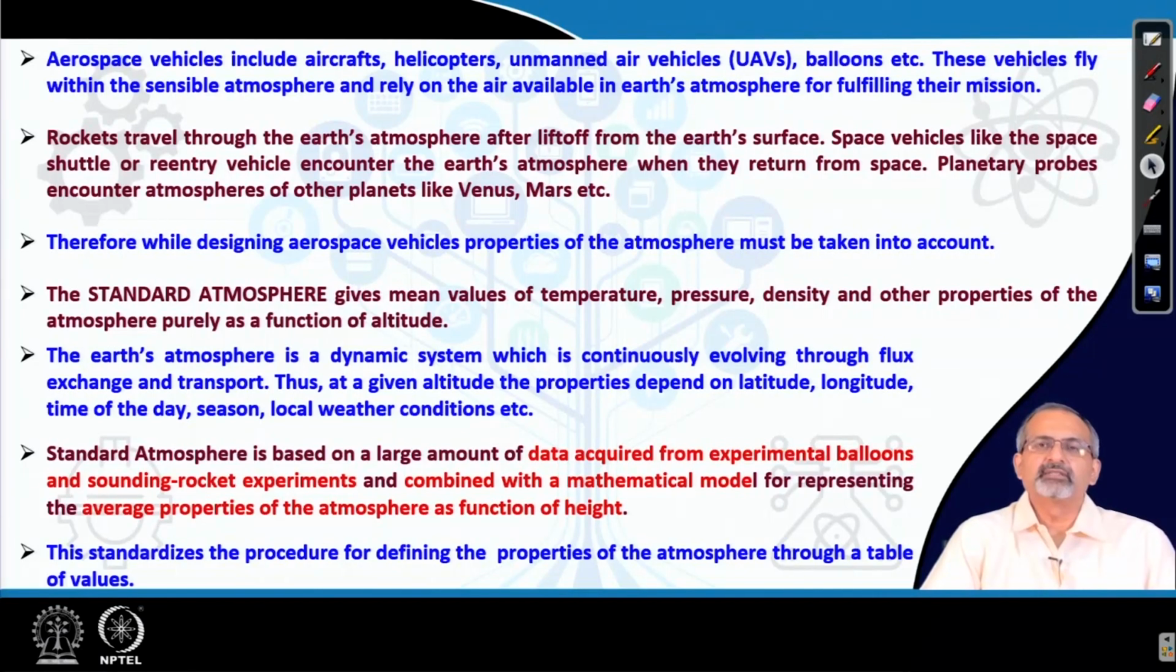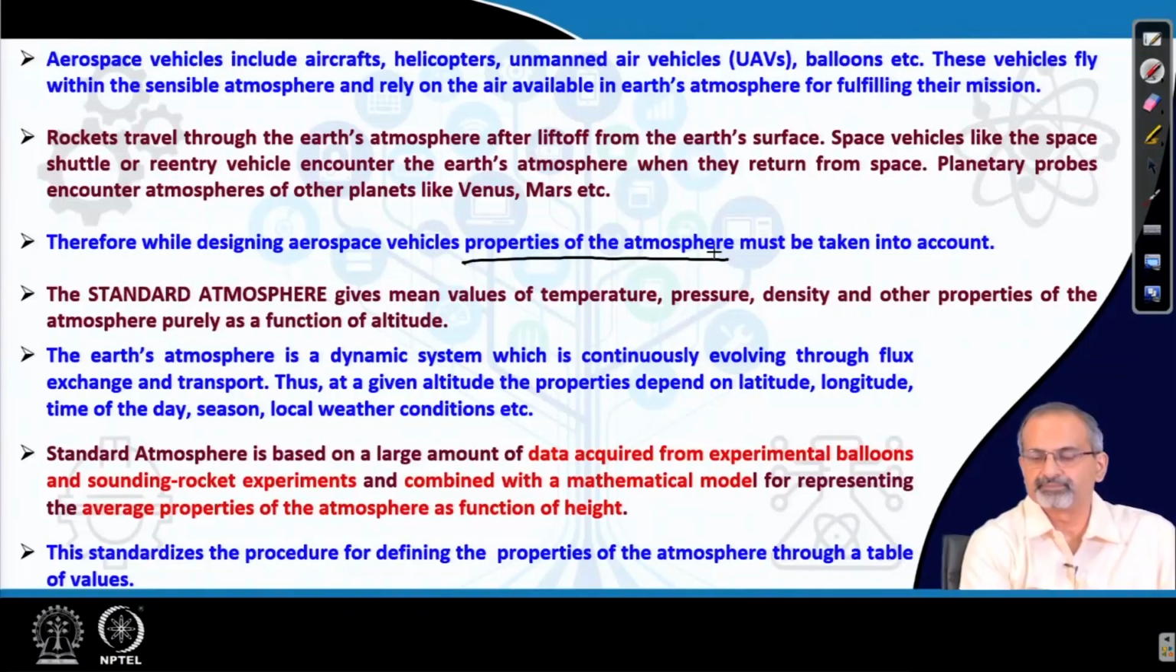If you are sending missions to other planets, the planetary probes would encounter the atmosphere of a particular planet like Venus, Mars, Jupiter and so on. When you design an aerospace vehicle, you would therefore have to know about the atmosphere. You would like to know about the properties of the atmosphere, and they must be taken into account when you do your design calculations.